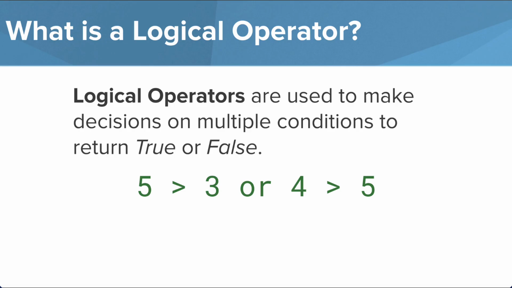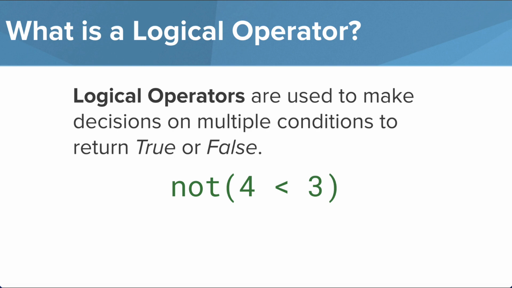For the OR operator to evaluate to true, one of the conditions must evaluate to true. Again, 5 is greater than 3, or 4 is greater than 5. The first comparison, 5 is greater than 3, evaluates to true. The second comparison, 4 is greater than 5, evaluates to false. So the combined condition evaluates to true.